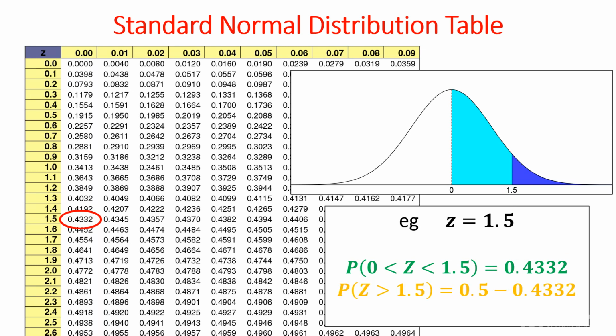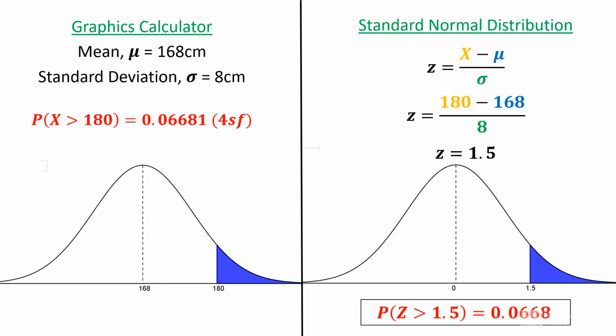Now, we know there's 50% of the data from 0 and above, so we're going to be clever and just subtract that away from 0.5 because 0.5 represents 50%. So 0.5 minus the 0.4332 leaves us the remaining bit, which is 0.0668. And we can come back and compare the probability of Z being greater than 1.5 is 0.0668, which is very close to what the graphics calculator gave us.